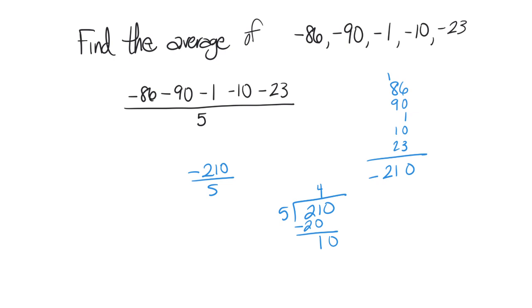5 goes into 10 twice. 2 times 5 is 10. When we subtract, we're going to end up with 0 remainder. Okay, so my answer there is a 42. But do you feel like your 42 should be positive or should be negative? All right, the average of all those numbers is going to be a negative 42.